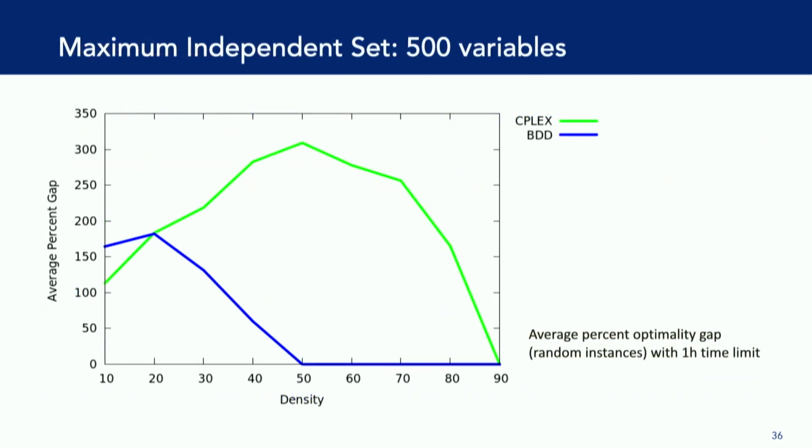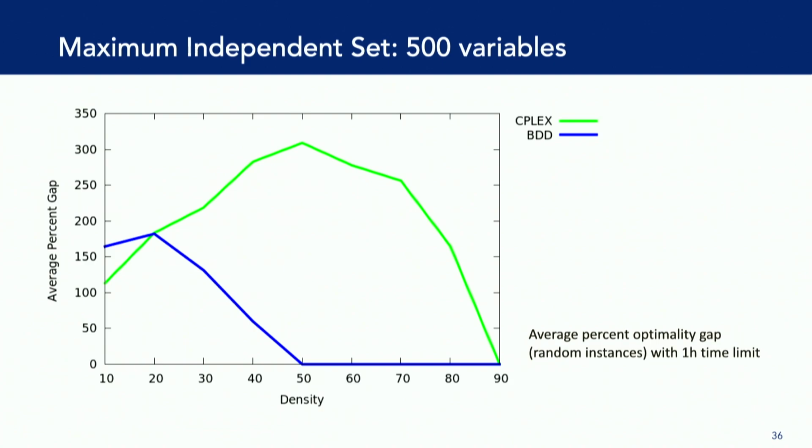So how does this work in practice? Well, these are results from the book, if you wish. Here's comparing Cplex in green at the top and the BDD solver at the bottom in blue. We have randomly generated instances for the maximum independent set problem with varying density. So the number of edges in the graph gives you the density of the graph from 10% to 90%. And these problems are very sensitive to the density in terms of their computational difficulty. And you can see on the horizontal axis the density, on the vertical axis the average percent optimality gap.